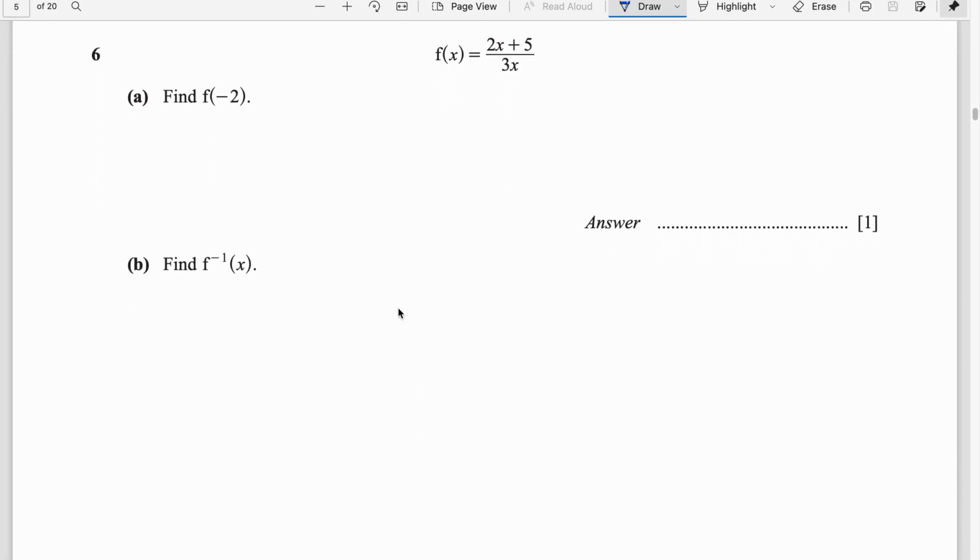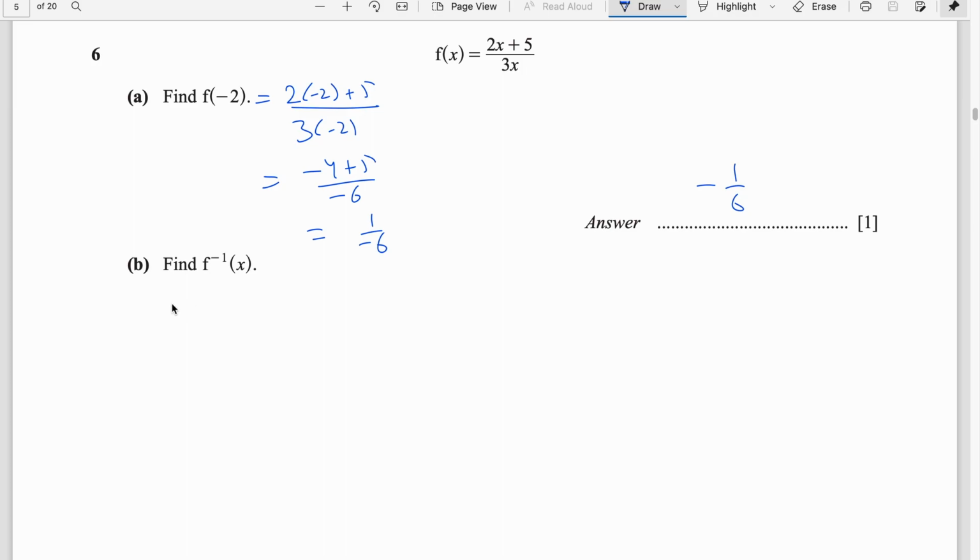Question number 6. Find f of minus 2. So f of minus 2, we'll plug in minus 2 in place of x and simplify. Minus 4 plus 5 by minus 6 is 1 by minus 6, minus 1 by 6.